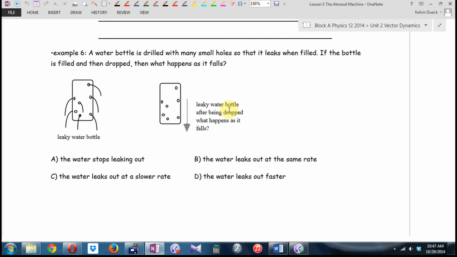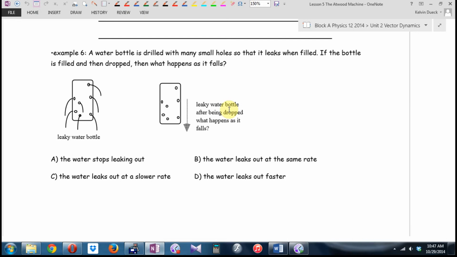A, the water stops leaking out. B, the water keeps leaking out at exactly the same rate. C, the water leaks out at a slower rate. And D, the water leaks out faster. And we're going to do this experiment in a second. But what I'd like you to do right now is put a star next to the one that you think is the correct answer. If I have a leaky water bottle and I drop it, A, will the water stop leaking out? B, will the water leak out at the same rate? C, will the water leak out at a slower rate? Or D, will the water leak out at a faster rate? Okay.